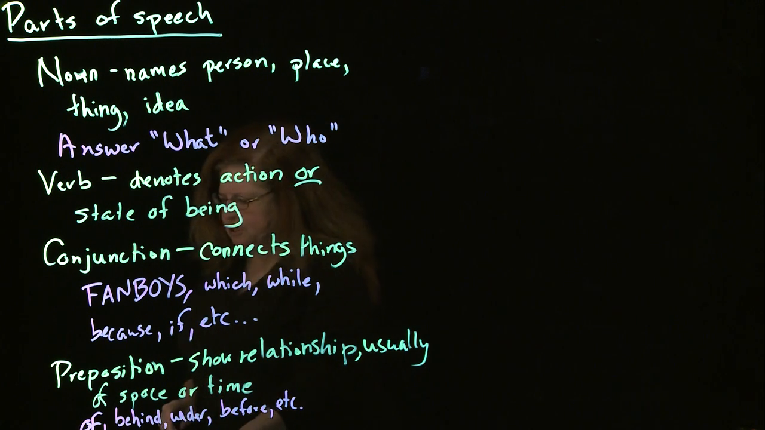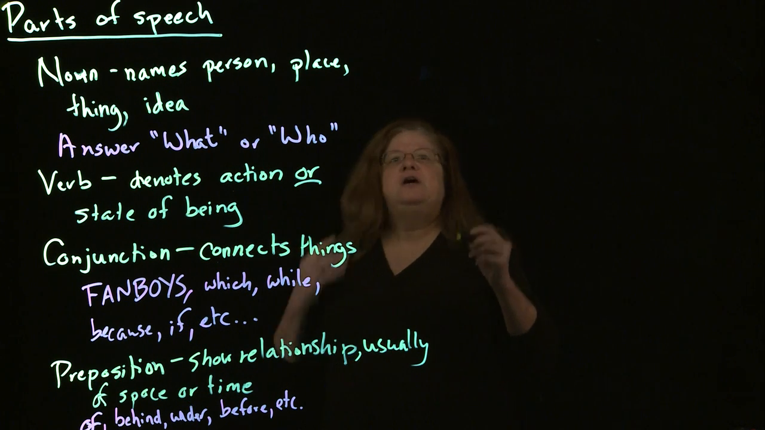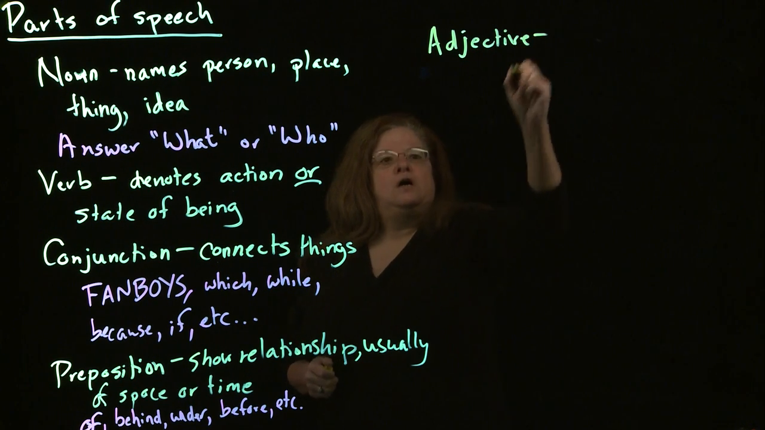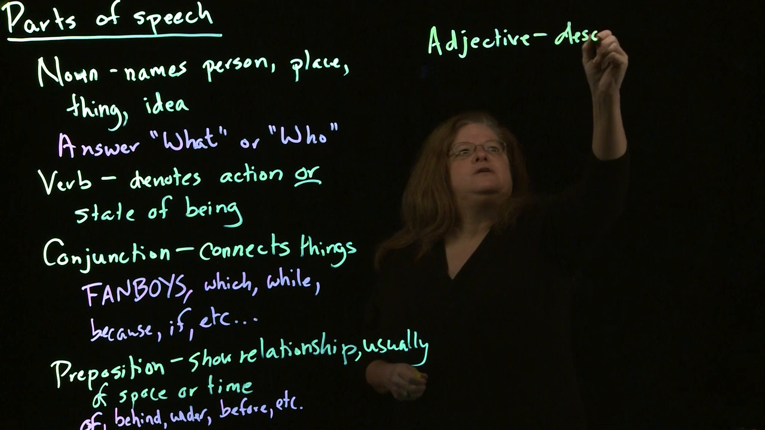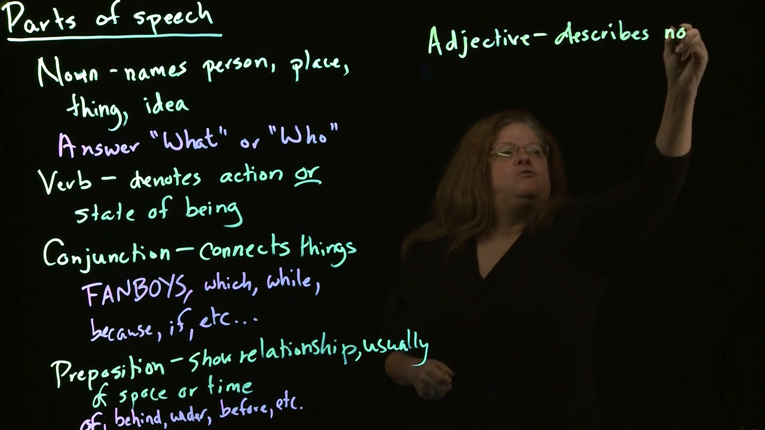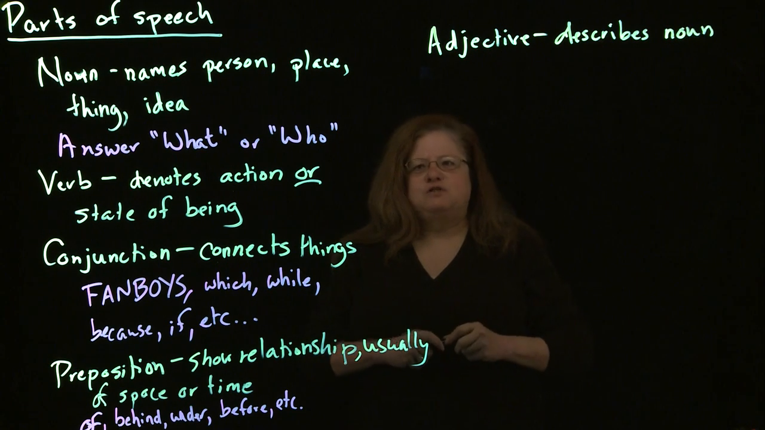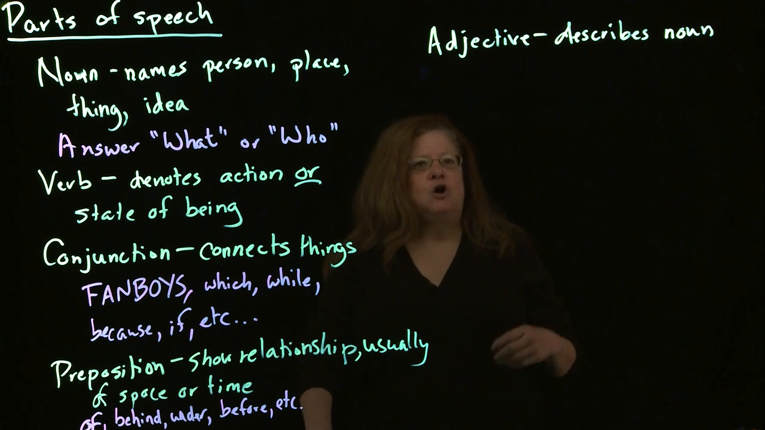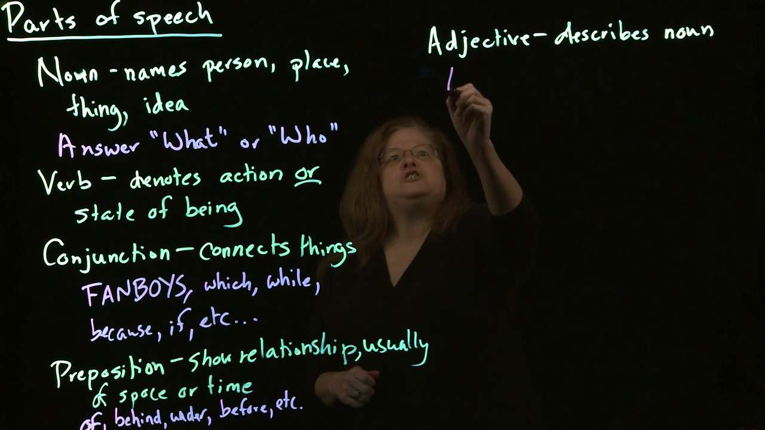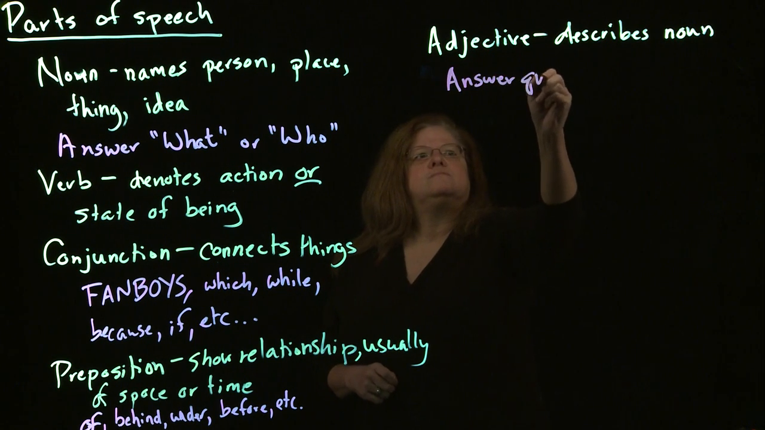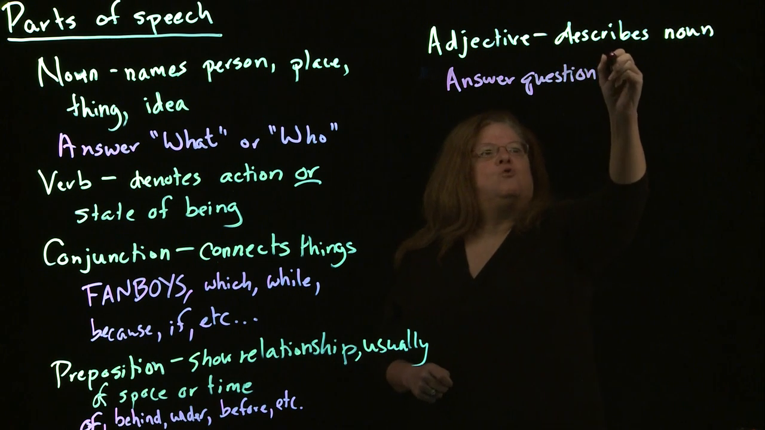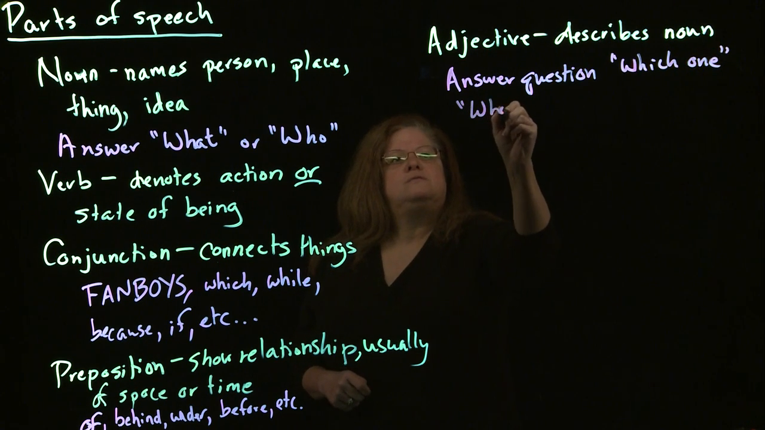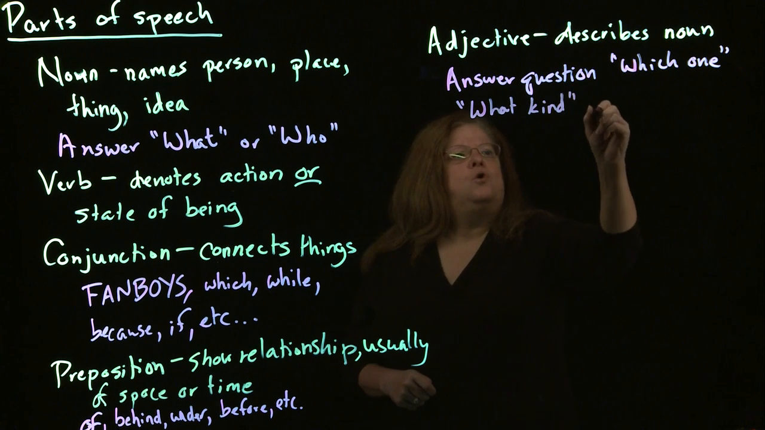Now, the next part of speech we're going to look at is the adjective. An adjective is something that describes a noun. So when you're looking at adjectives, you're looking at things like red or big or 13. An adjective is going to answer the question: Which one? Or what kind? Or how many?